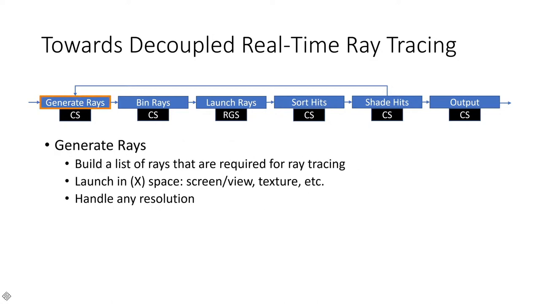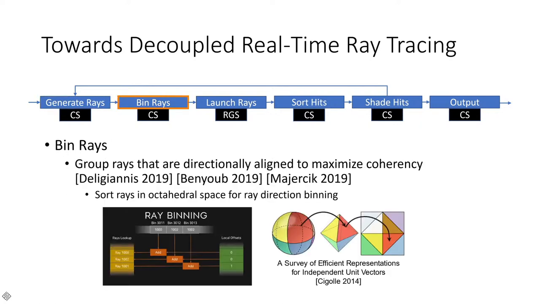So the first step in a compute shader is to build a list of rays that you need for ray tracing. Here, because this is general, you can think of launching rays in screen space, in texture space, or any other parameterization of your choice. You can also do this at any resolution. Then you bin the rays to maximize coherency. One way to do this is to sort rays in some kind of space that allows you to bucket them by direction.